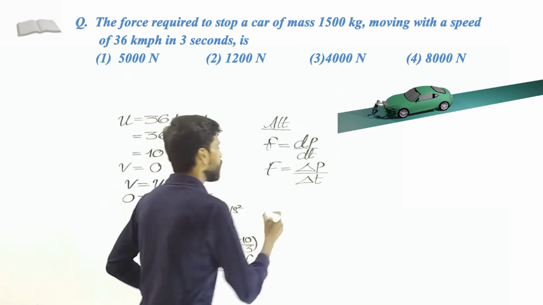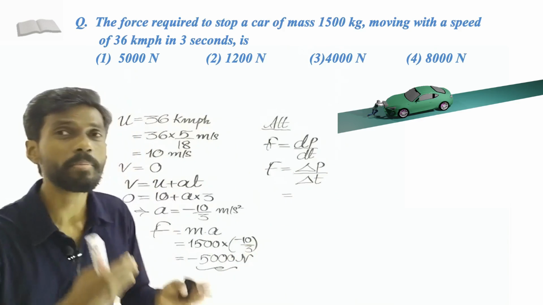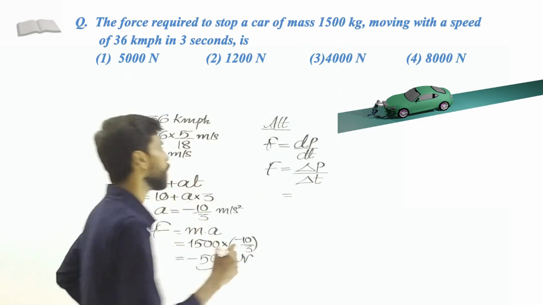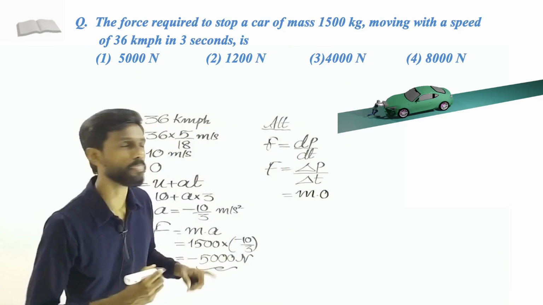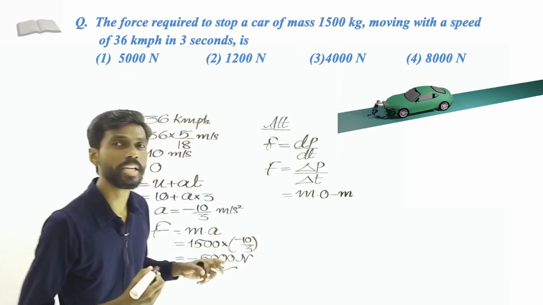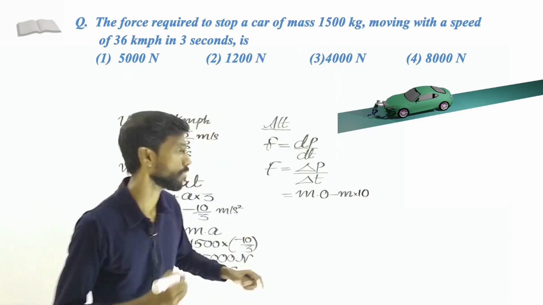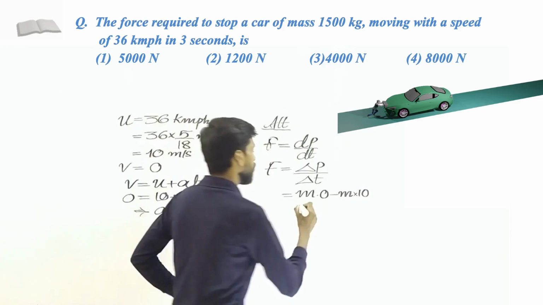What is the change in momentum? The final momentum minus the initial momentum. What is the final momentum? Mass multiplied by the velocity. But the final speed is 0, so that means the mass multiplied by 0, minus the mass multiplied by the initial speed. The initial speed is known, that is 10. So this is the change in momentum, final momentum minus initial momentum, divided by the change in time.